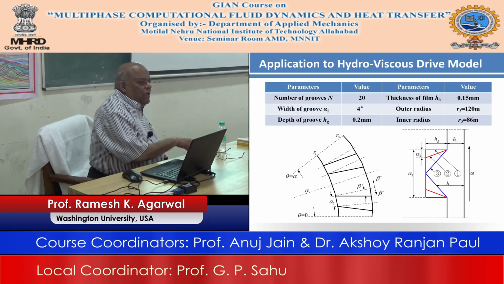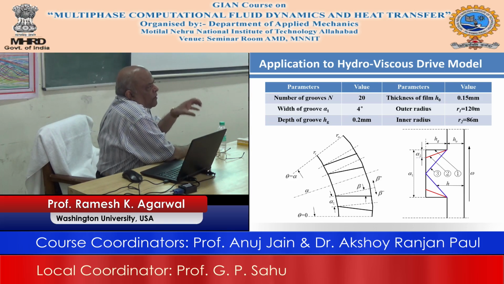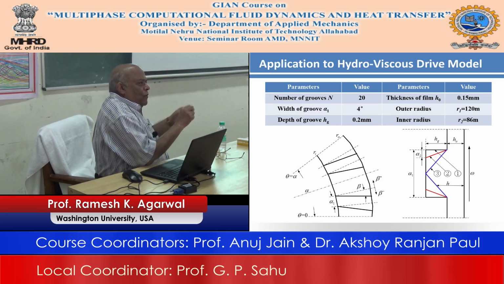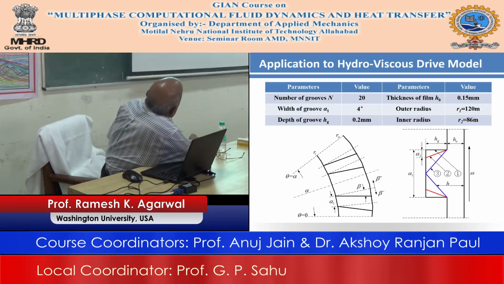So what we want to see, and again an experiment was done, is that you can have various different types of grooves. So you can have a triangular groove, you can have a rectangular groove, and this was the actual situation in the experiment. So the number of grooves is equal to 20 all around the circumference. Thickness of the film, as I said, is about 0.15 millimeter. The width of the groove is given here, this alpha 1 angle, and then you have the depth of the groove, which is given here, and this is the detail.